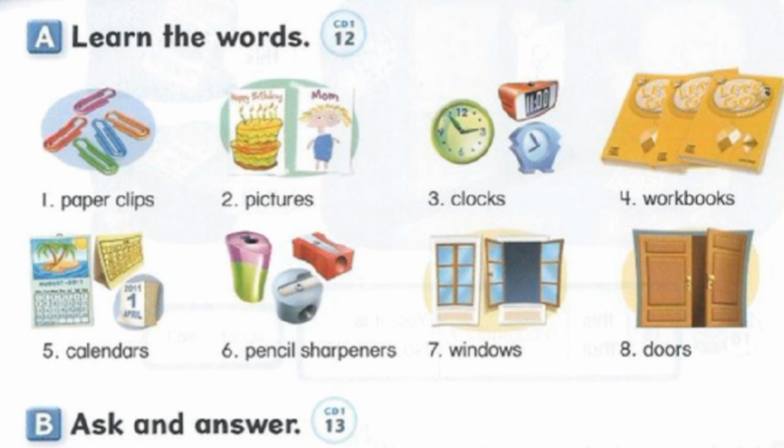Number 1, paper clips. Number 2, pictures. Number 3, clocks. Number 4, workbooks. Number 5, calendars. Number 6, pencil sharpeners. Number 7, windows. Number 8, doors.